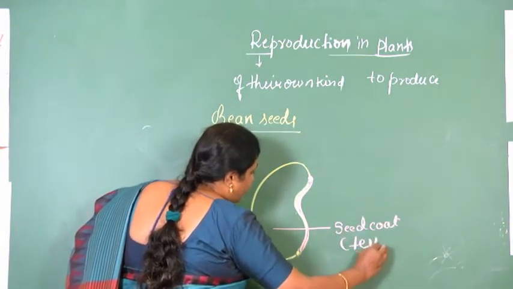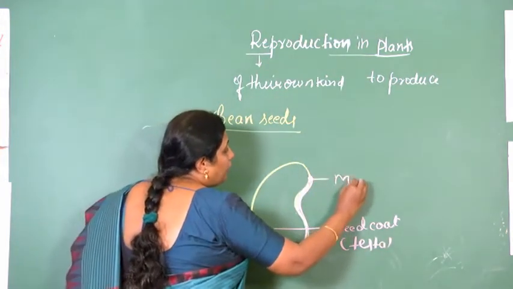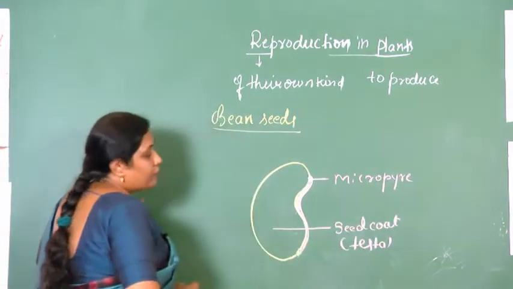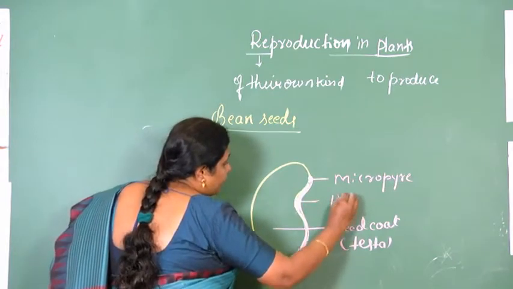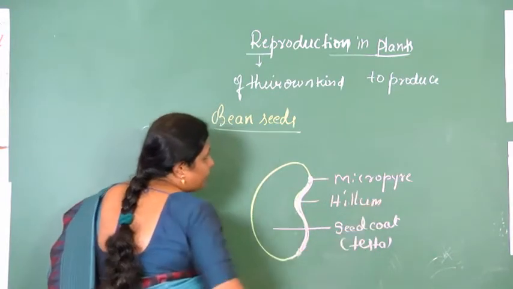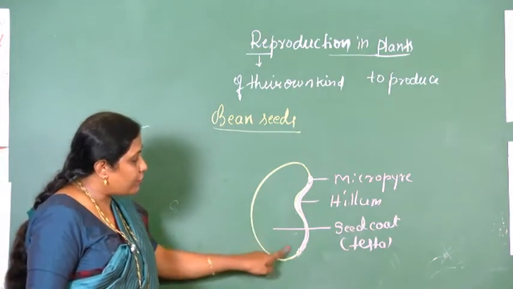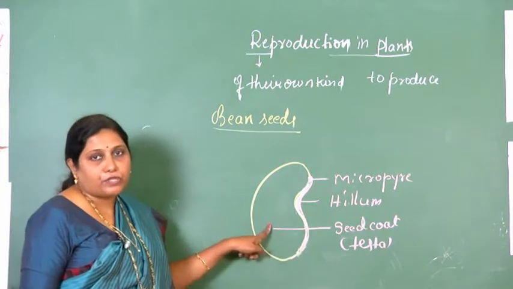It is also called the testa. And this is the micropyle, a small pore called the micropyle, and a dark structure called the hilum. It is the outer structure of a seed. All seeds have the same structure.